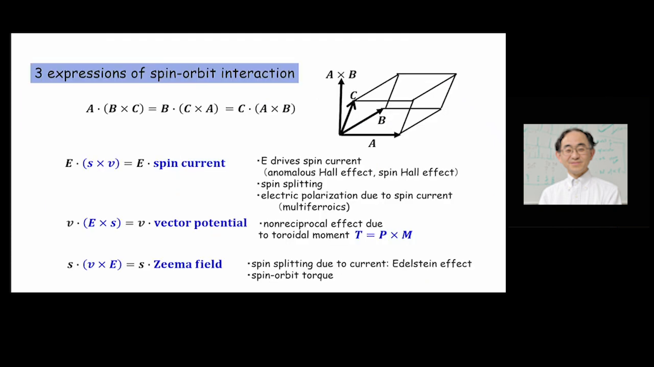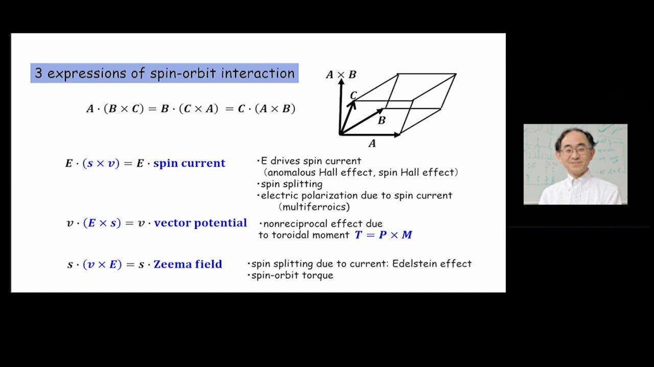But here is the most important figure I want to show you. This is mathematics, right? This is a product of three vectors. In the spin-orbit interaction, these A, B, C correspond to E, the spin, and the velocity of the electrons, right? There are three ways to represent this spin-orbit interaction. Depending on the expression, you have a completely different physical picture.